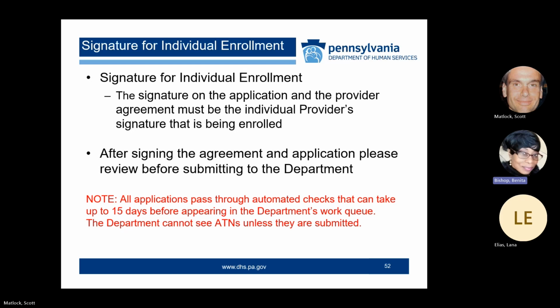After signing the agreement and application, please review before submitting it to the department. All applications pass through automated checks that take up to 15 days before appearing in the department's work queue. The department cannot see the ATN, the application tracking numbers, unless they are submitted.